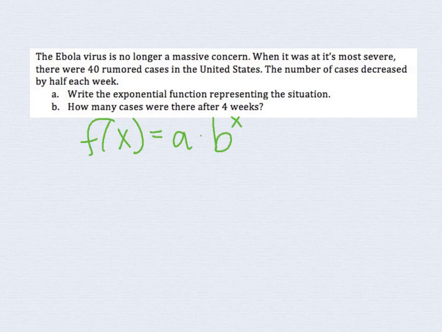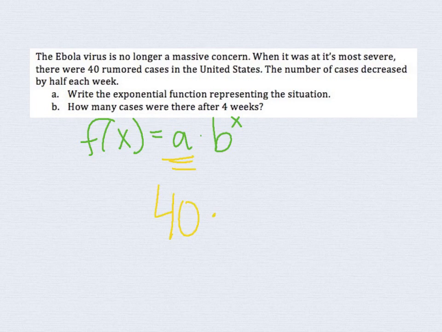Well, my y-intercept, another way to say that is, what is my starting value? Well, how many cases did we start with of Ebola? We started with 40 rumored cases of Ebola, so that's going to be my y-intercept. That's going to be my value of A, my starting value. So that number is going to be 40.